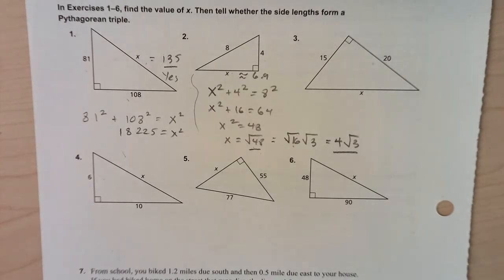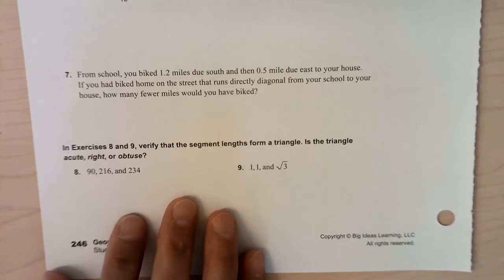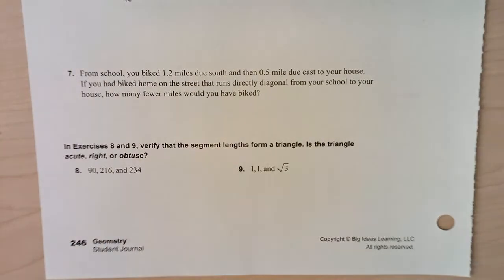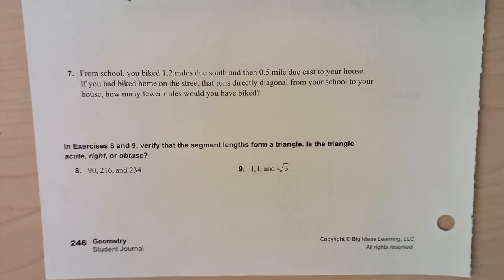Okay, the rest of the problems for 3 through 6 are pretty similar. So I'm going to skip to number 8. For these problems, you want to verify the segments form a triangle, and then is the triangle acute, right, or obtuse? So first, to verify that the three sides make a triangle, we actually have to use the triangle inequality theorem. Is 90 plus 216 more than 234?